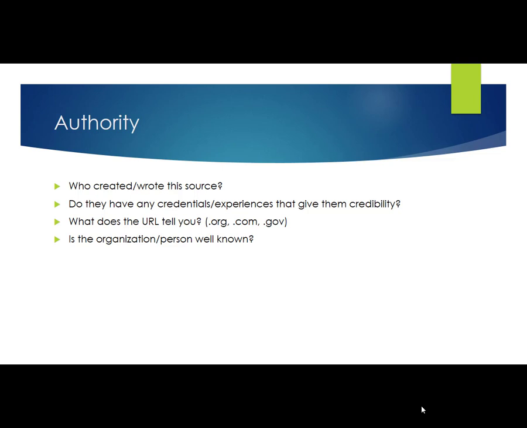To find the answers to these questions, you can sometimes click the author's name to get a short biography, or if you're looking at a journal article, there will often be information about the author's affiliations that you can look at on the first page of the article.